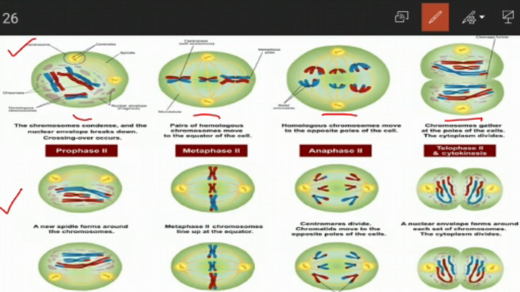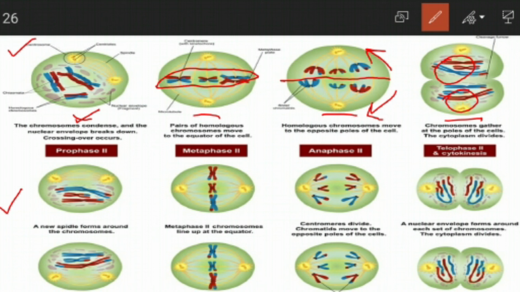In prophase 1, what is happening? The chromatin network is getting condensed, and the nuclear membrane and nucleolus start disappearing. In metaphase 1, the chromosomes arrange themselves on the equator. What happens in anaphase 1? Half the number of chromosomes pull towards one pole, half pull towards the other pole. What happens in the last phase, telophase? Two nuclei formation takes place. Okay, so this is all about meiosis 1. Now what happens in meiosis 2?